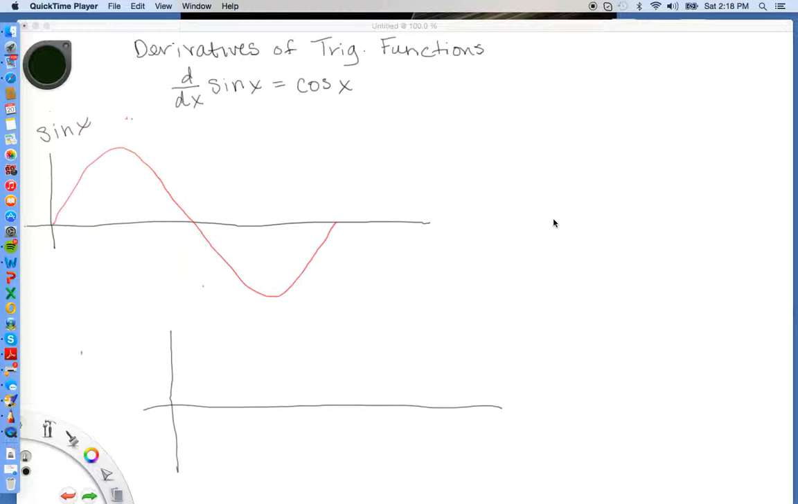So I'm going to show you how to visualize the concept of the derivative of sine of x is cosine of x, but why? Why is cosine of x the derivative of sine of x? Here's a really cool way to understand why that is.